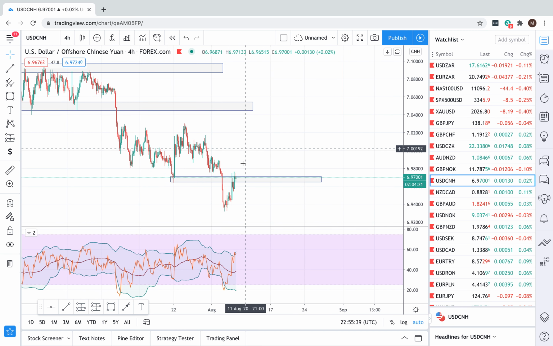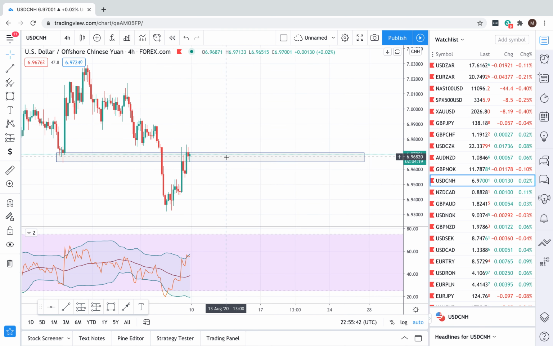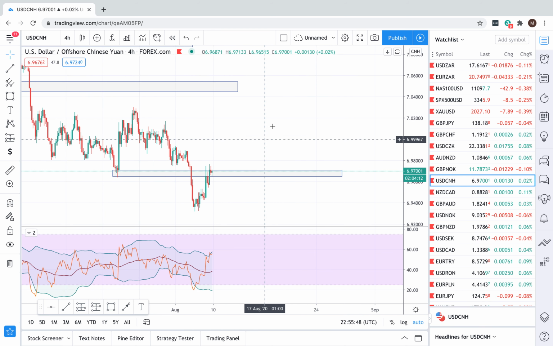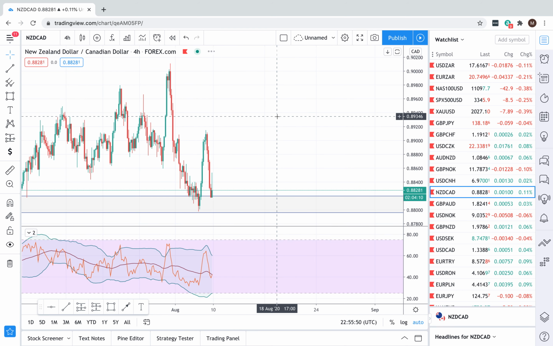So USD CNH, price is retesting the zone, I'll wait for more rejection to enter in short. Market just opened right now. We'll see what happens in a few hours from now.